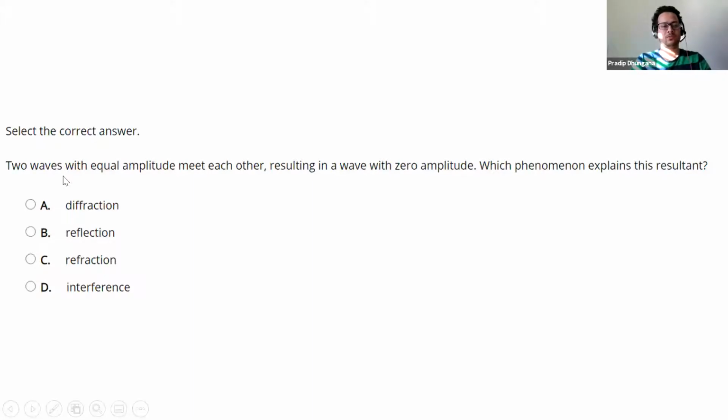The question is, two waves with equal amplitude meet each other, resulting in a wave with zero amplitude. Which phenomenon explains this result? Try to understand those terms: diffraction, reflection, refraction, interference. Let me launch the poll. Try your best and then I'll explain it again.